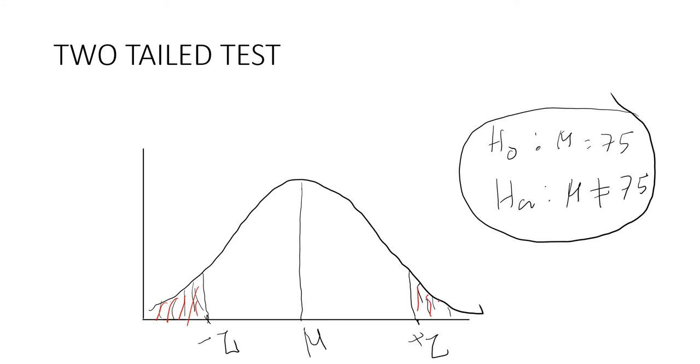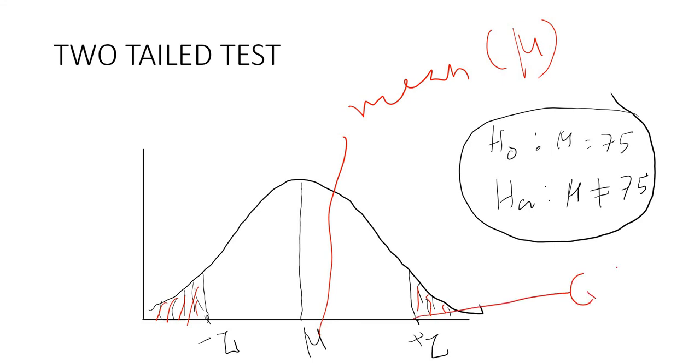This is the two-tailed test. This is the mean. Mu is the mean, the Greek letter mu. This is minus Z plus Z. These are all the critical values. What is minus Z and plus Z? This is known as the Z score.